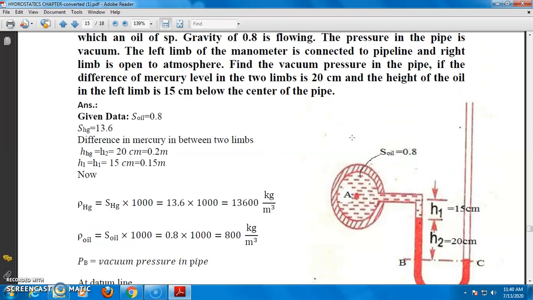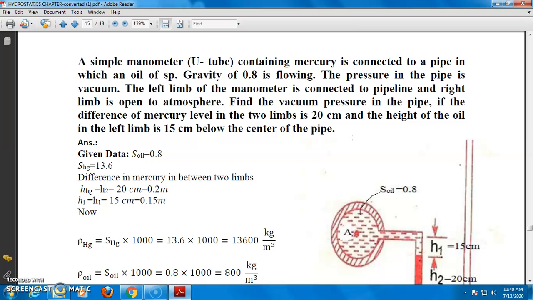Okay, and here the question says the left limb of the manometer is connected to the pipeline. This is your U-tube manometer. This is your left limb and this is your right limb. The left limb is connected to the pipeline, this is your pipeline. The right limb is open to the atmosphere.